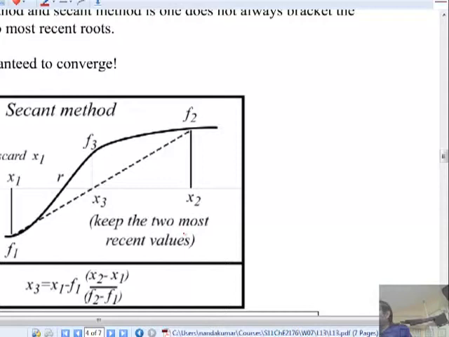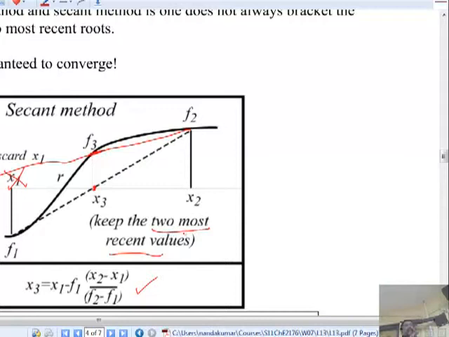The formula is the same as before for calculating x3. It's a linear equation, and you ask the question, where does it intersect? But as you see in this figure, if you are using the regula falsi method, you will keep x1 and x3 because the guesses are on either side of the root. But in the secant method, you will throw this away. You will take only x2 and x3, and you will draw a straight line connecting those two and ask the question, where does it intersect?